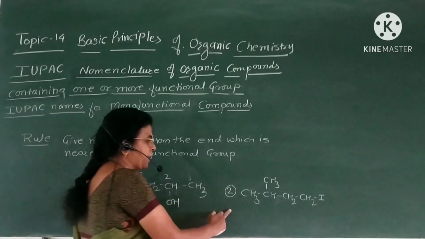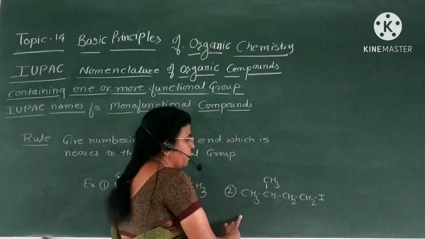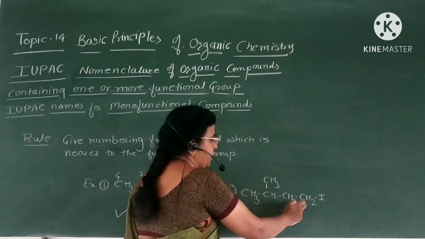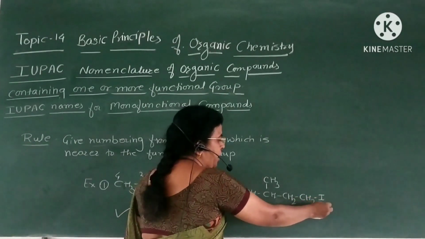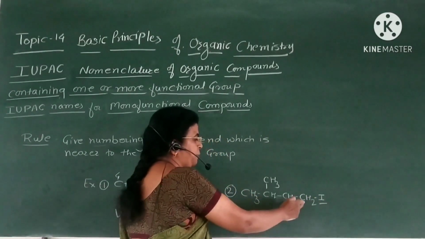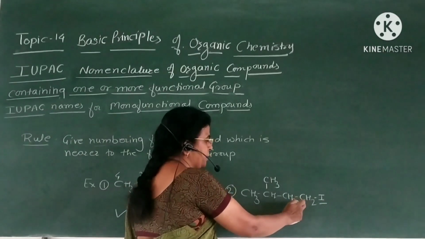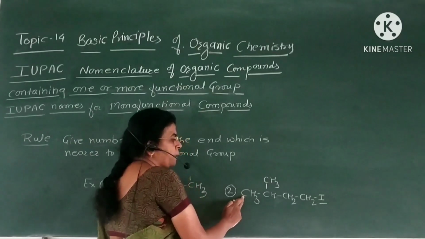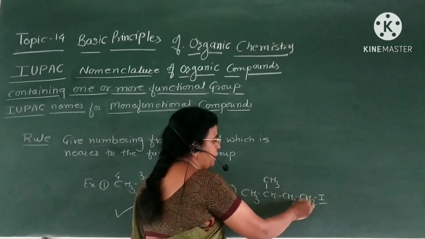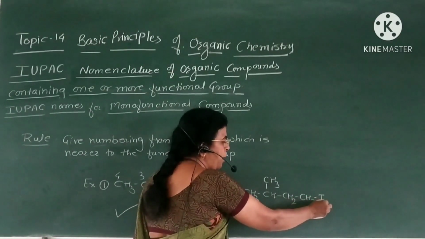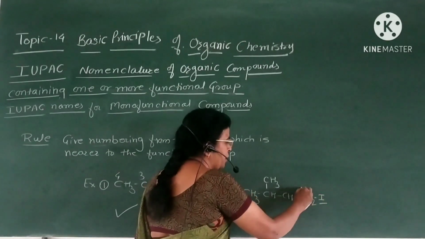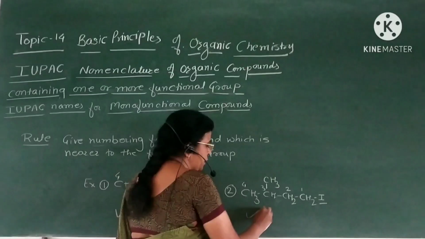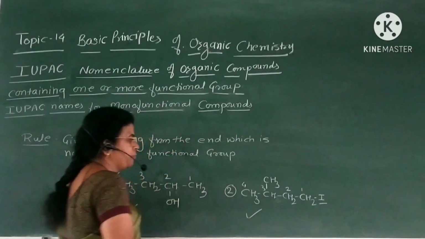Now if we take a second example, here this I, that is iodine, is present at this end. This is CH2, CH2, CH, CH3, CH3. Now here give numbering from this end which is nearer to the functional group, that is iodine. Therefore we give numbering 1, 2, 3 and 4. This is the correct numbering.